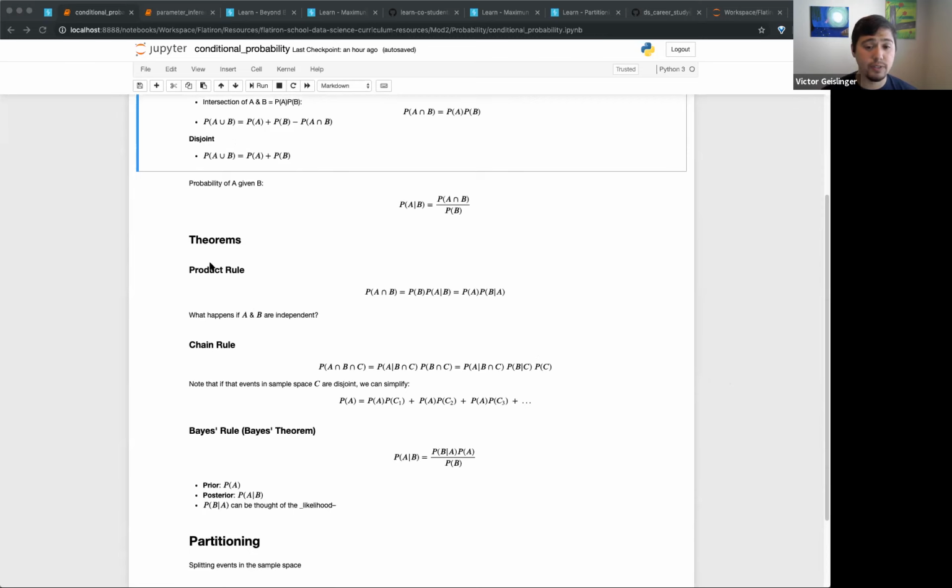So this leads us to a few theorems that we have for the mathematics of probability. The first one's the product rule, which is equivalent to how we do multiplication, right? And so this is our probability of A and B. And this is just equivalent to saying the probability of B times the probability.